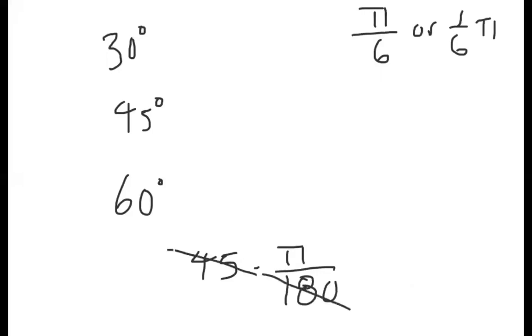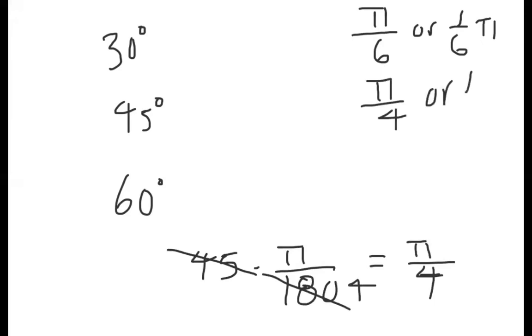So guys, let's go ahead and keep going. I mean, 30 over 180, that would simplify to pi over 6. So now we're going to do the 45 degrees, same thing. 45 goes into 180 4 times, so that leaves you with pi over 4. And so pi over 4 is the same thing as 1/4 pi.